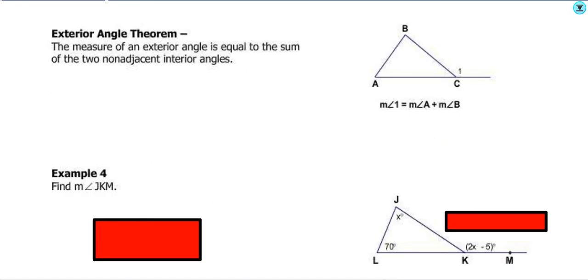Our next theorem is the exterior angle theorem. The exterior angle theorem says that the measure of an exterior angle, that means one on the outside of the triangle created by extending one of the sides, is equal to the sum of the two non-adjacent interior angles. So here that would be the measures of angles A and B should add up to give you the measure of angle 1. This is kind of a weird consequence of the way that linear pairs work and the fact that the three angles in a triangle also add up to 180.